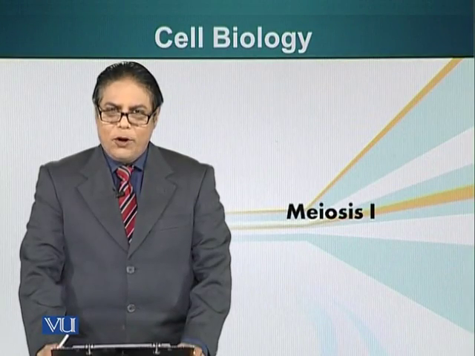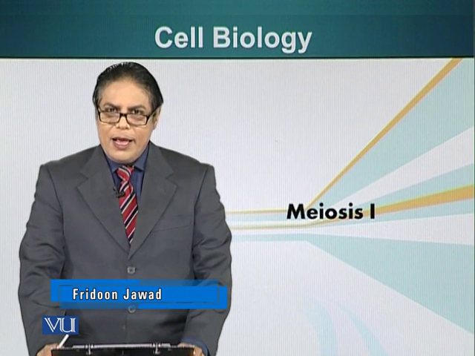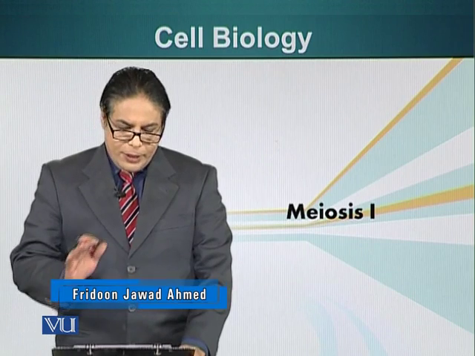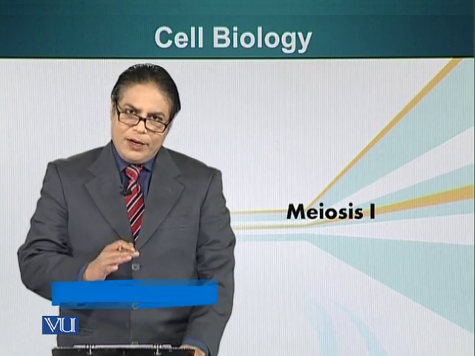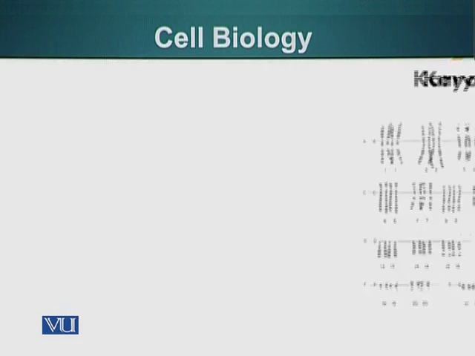In this module, we'll talk about meiosis. Meiosis is a type of cell division in which one cell gives rise to 4 daughter cells. Those 4 daughter cells have half the number of chromosomes, or the genetic material, as the parent cell.